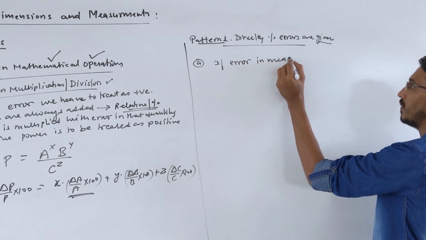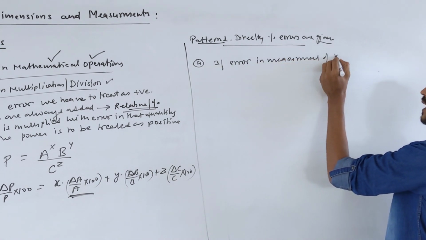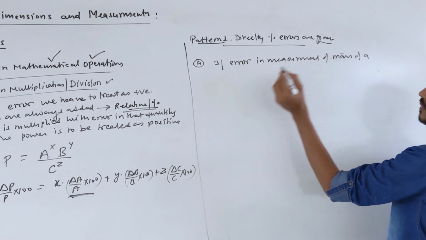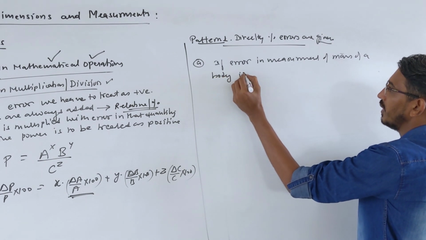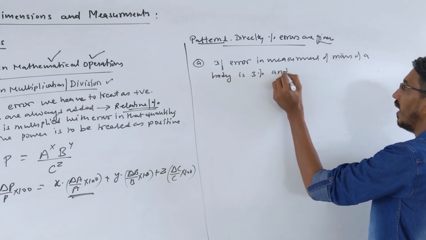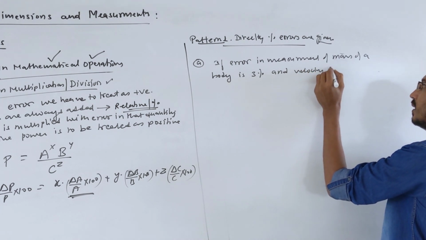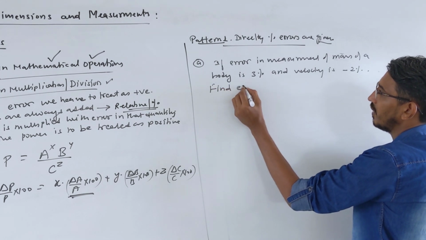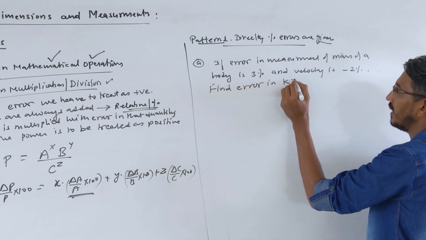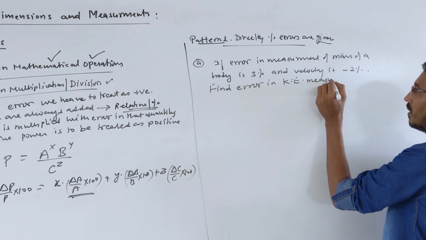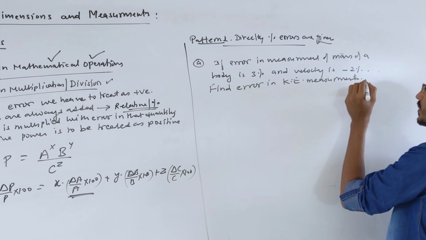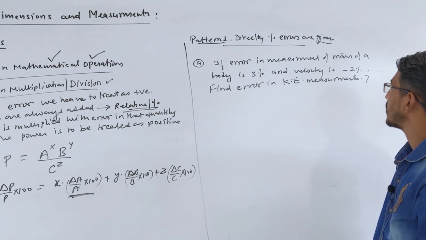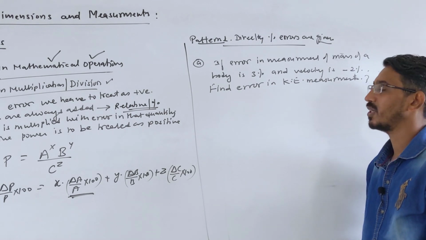error in measurement of kinetic energy, measurement of mass of a body is 3% and velocity is -2%, find error in kinetic energy measurement. These are previous questions. If the error in the measurement of mass of a body is 3% and the velocity is -2%, find the error in the measurement of kinetic energy.